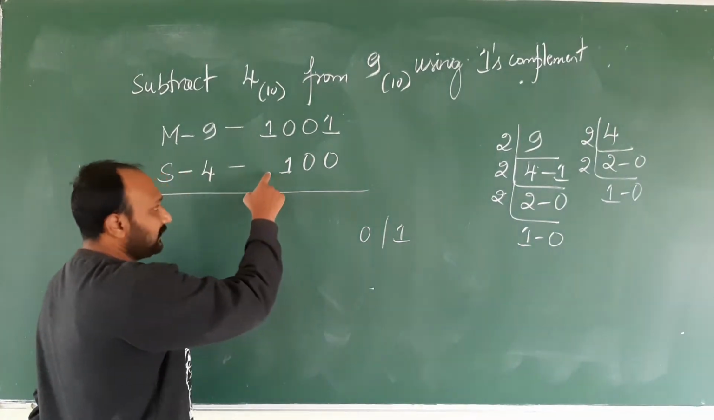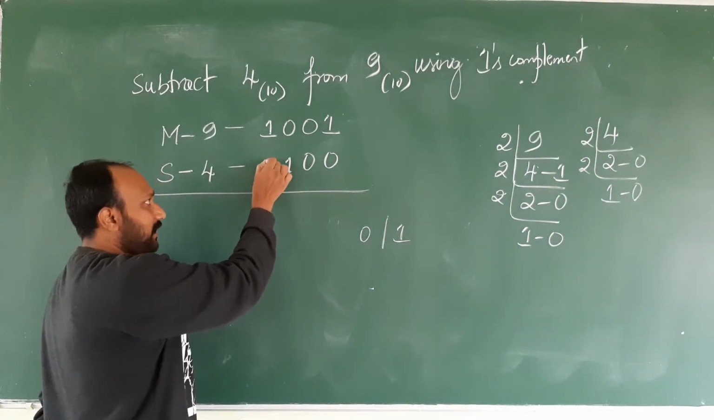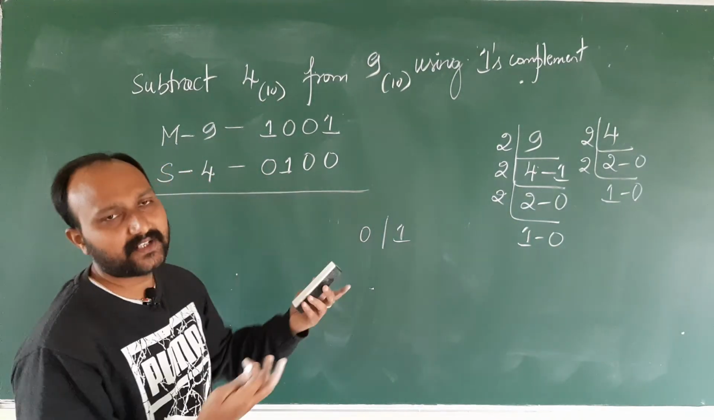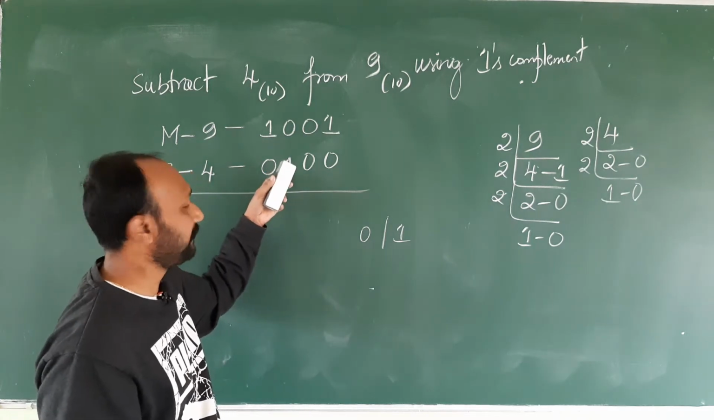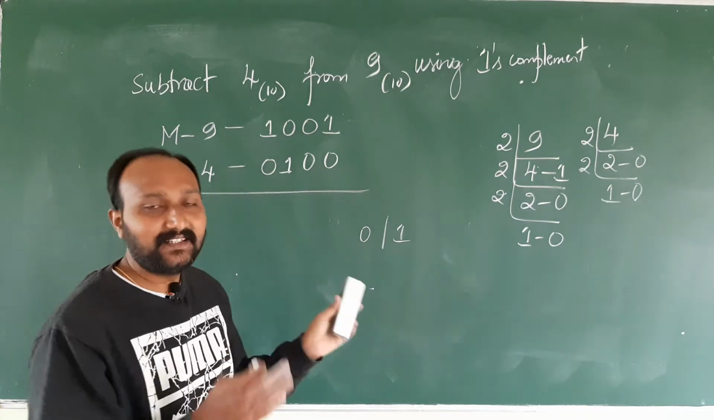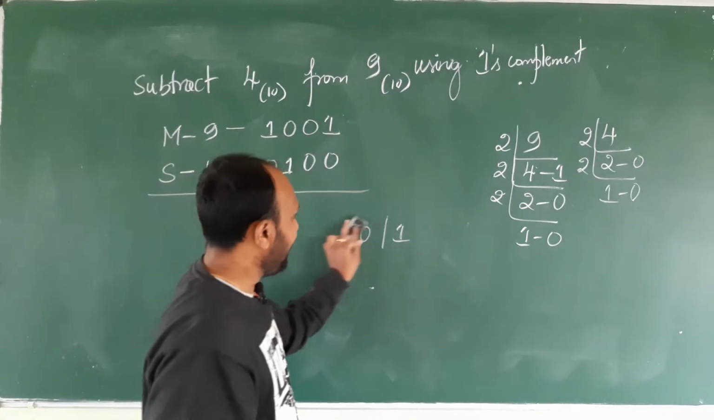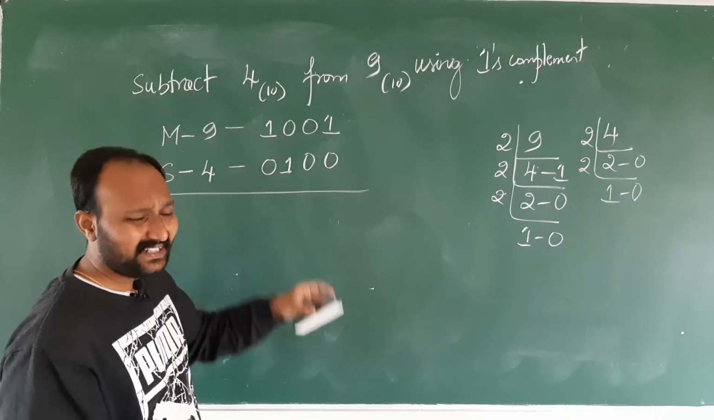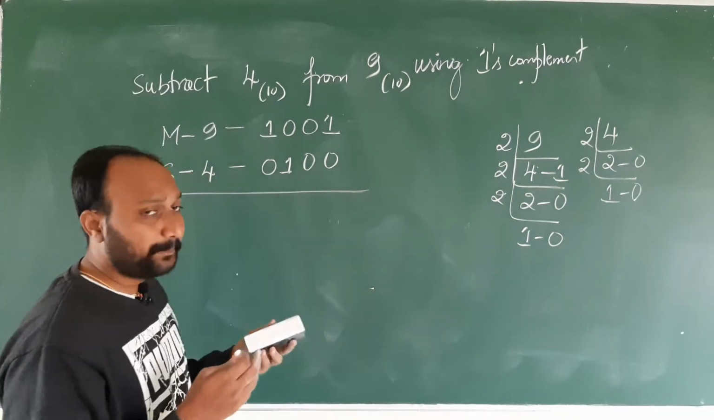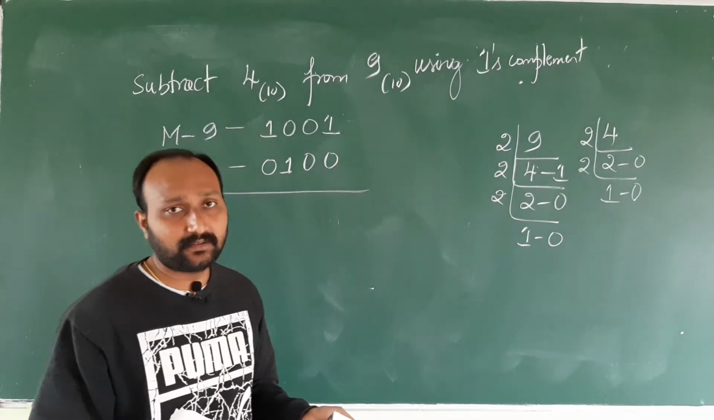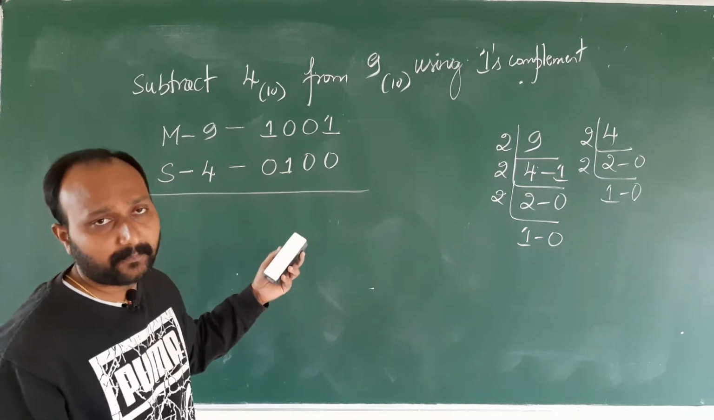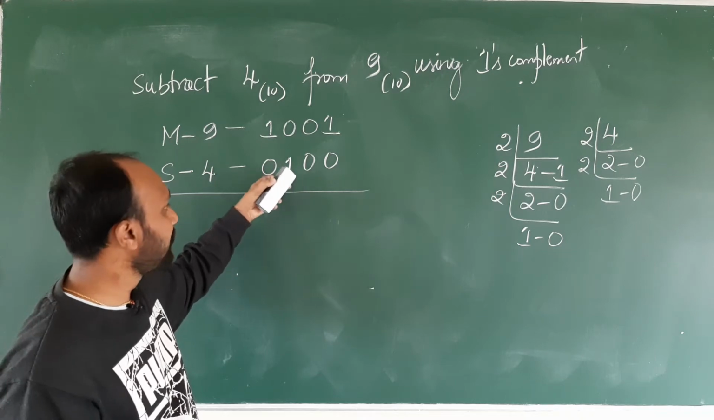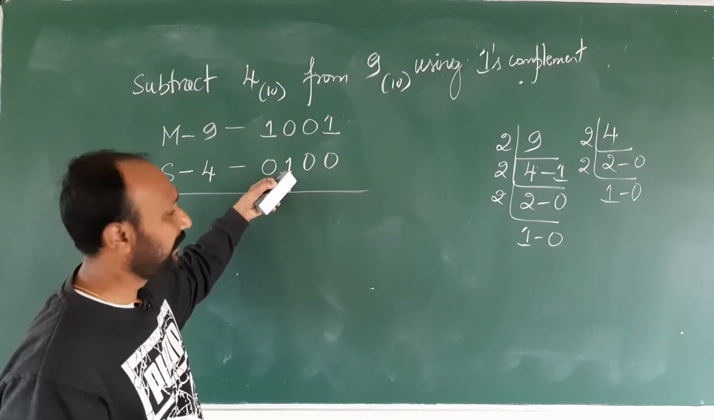If I fill this space with 0, is it going to change the magnitude of that number? No, there is no change. But if I consider 1 instead of 0, then there will be a change in the magnitude. So that's why I will be considering 0. You need to notice this: if there is a bit missing while performing subtraction, in one's complement or two's complement manner, you need to replace it with 0.